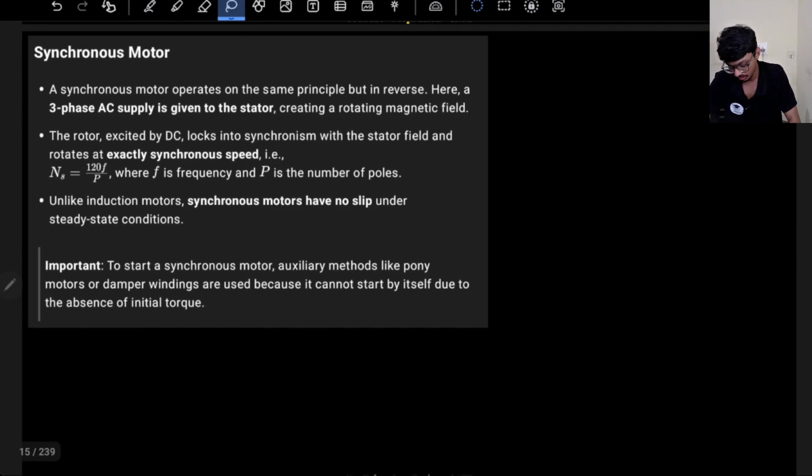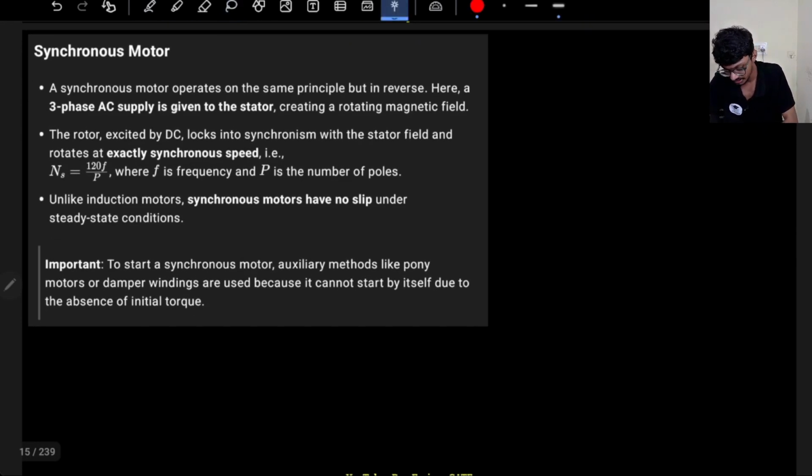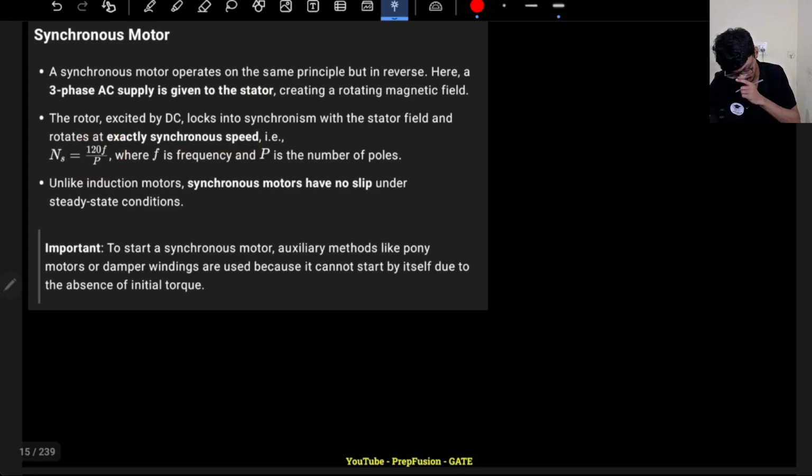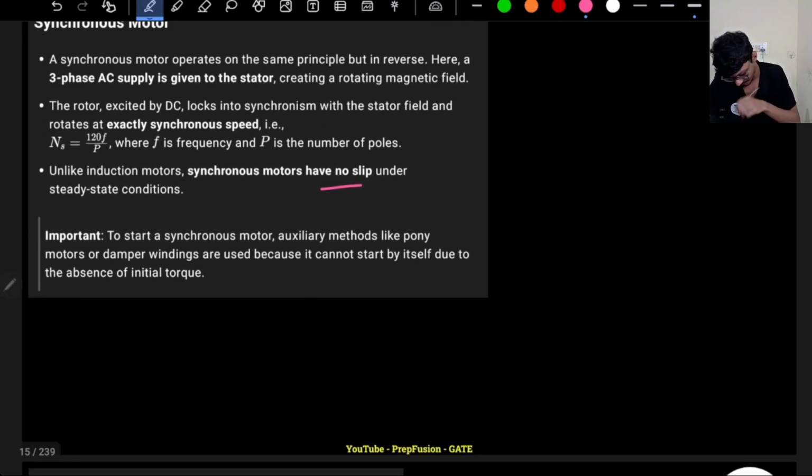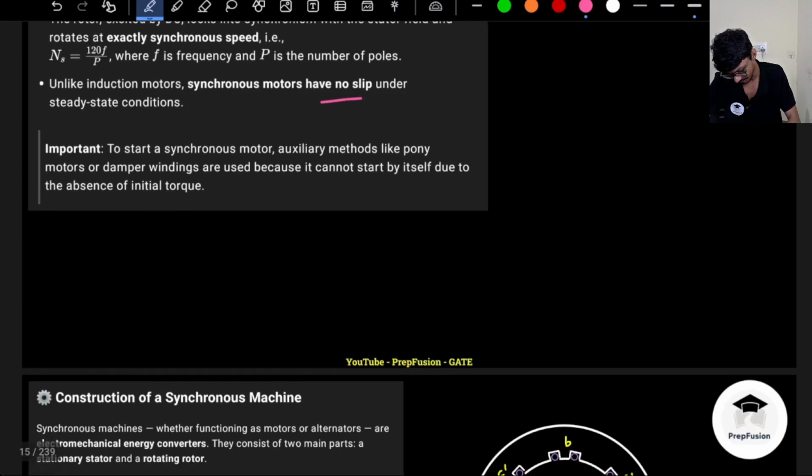What about synchronous motor? In synchronous motor, the machine operates on the same principle but in reverse. Here, a three-phase AC supply is given on the stator, creating a rotating magnetic field. The rotor, excited by DC, locks in synchronism. I've already explained this. How does it lock? When the stator field rotates exactly at synchronous speed, that is 120 f by P, the rotor also rotates with the same speed. So there is no slip here. Already I have explained the cases over here.